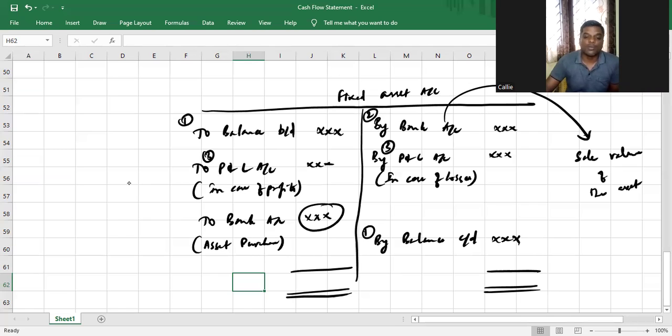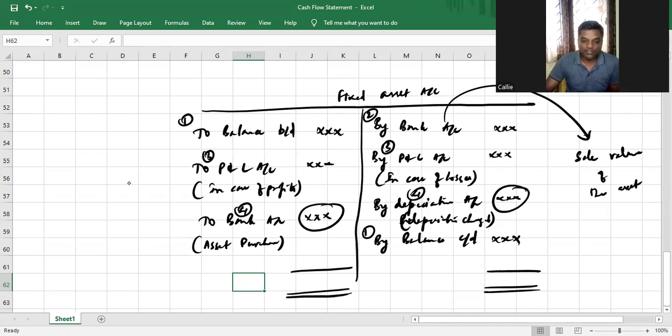If the question has given you information with respect to depreciation charge, then you write that on the credit side of the asset account, by depreciation account. Depreciation charged. Please excuse my handwriting. So one of these two things would have been given in the question. So you fill in the thing that is given. If bank account is given, then depreciation charge will be the balancing figure. If depreciation charge is given, bank account will be the balancing figure, my dear student.